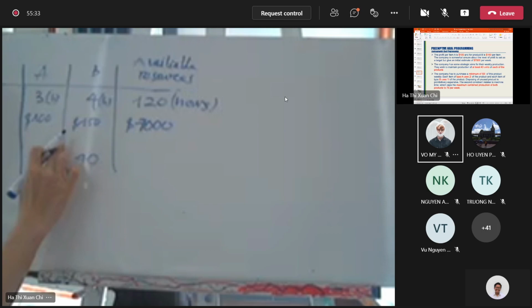The second constraint relates to machine time, which limits the combined production of both products to a maximum of 75 a week. So 75 a week. But if they combine, they have 75 units.